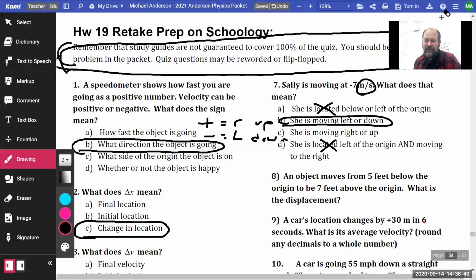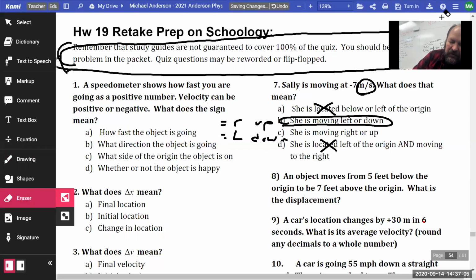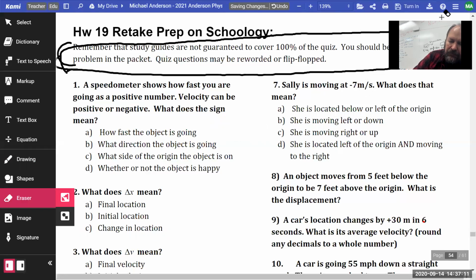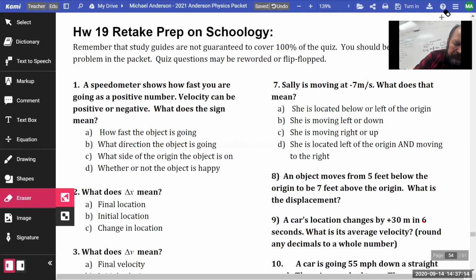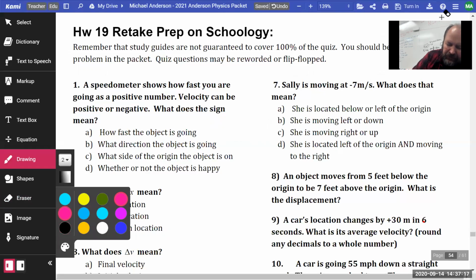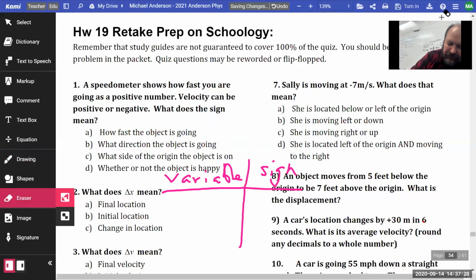So I want to make sure you guys understand that the positives and negatives mean completely different things when you're looking at the X's versus the V's versus the A's. With the X, here, let's clear out some of this stuff. When it comes to, let's see here, let's put down variable and the sign. That's not quite right. Let's try that again.